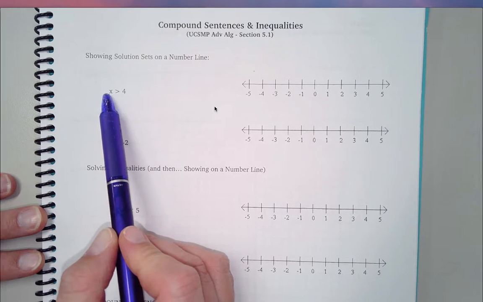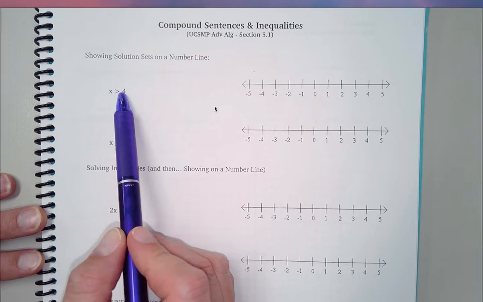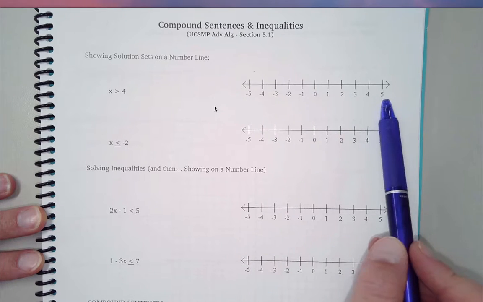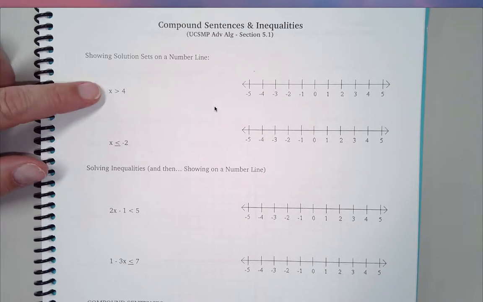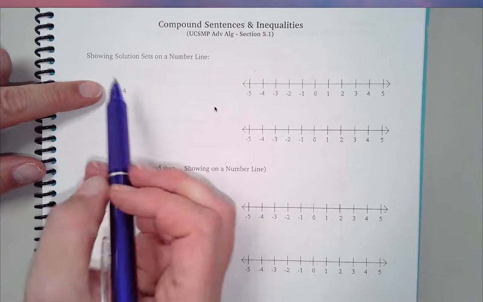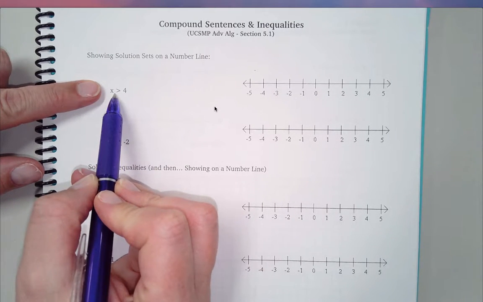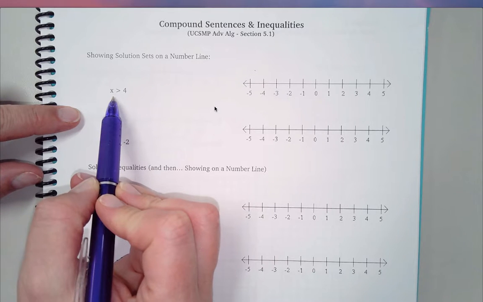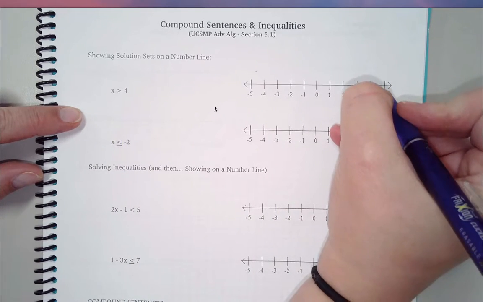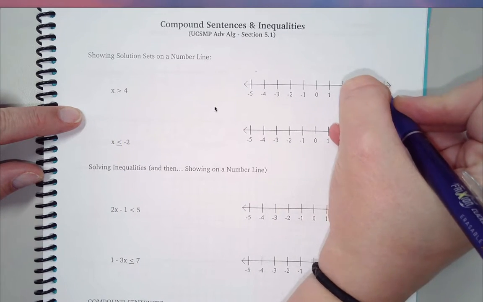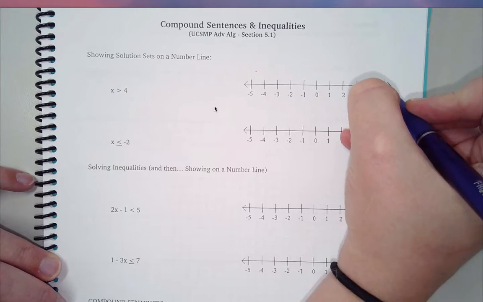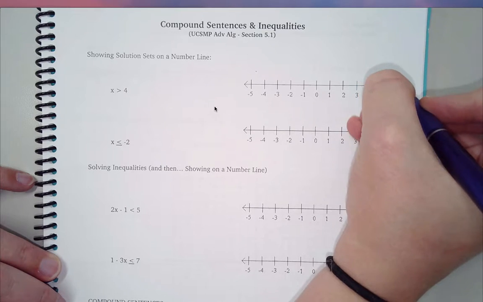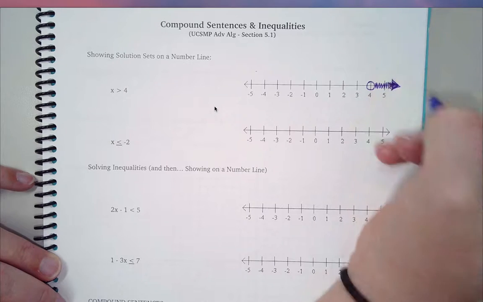So this statement says x is greater than 4. That means I want to show on this number line everything that is greater than 4. The thing is, when I have it written this way, I want to show everything that's greater than 4, but not including the 4. So in order to show that, and we talked about this a little bit when we did step functions, I'm going to put an open circle right there on top of the 4, and then greater than would be everything to the right. So I'm going to shade my number line in everywhere to the right of that x equals 4.